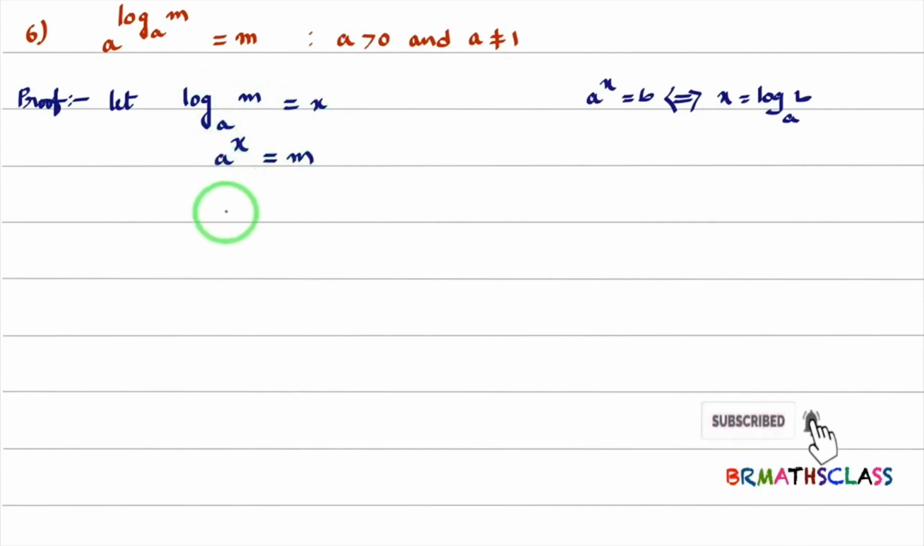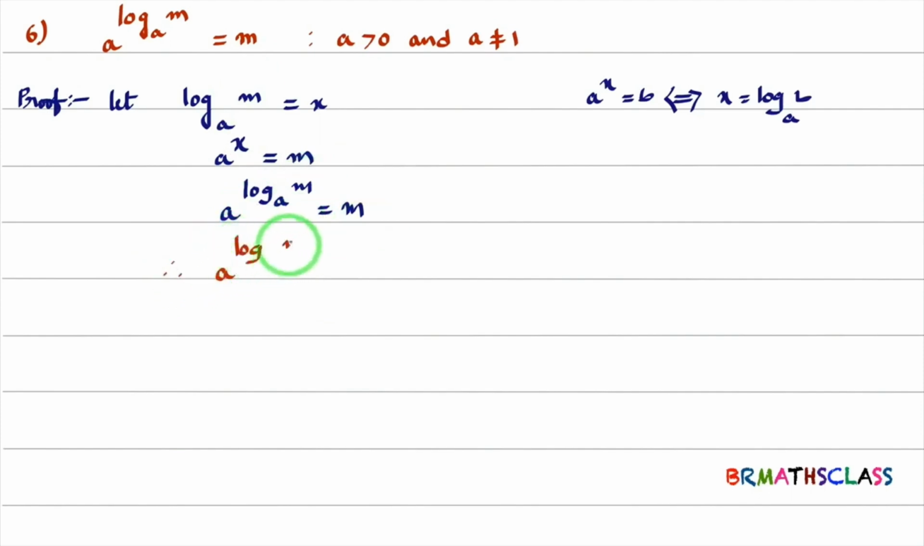Now see here, a power x. What is x? I considered log m base a as x. So here in place of x, I'll write this. Log m base a. So a power log m base a equal to m. You can observe here, we proved the result: a power log m base a equal to m.